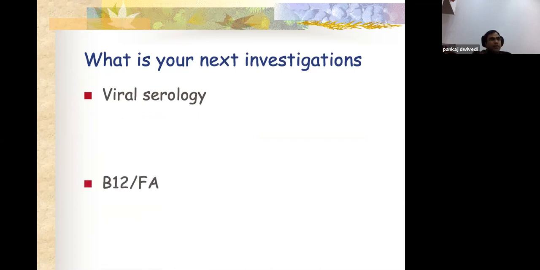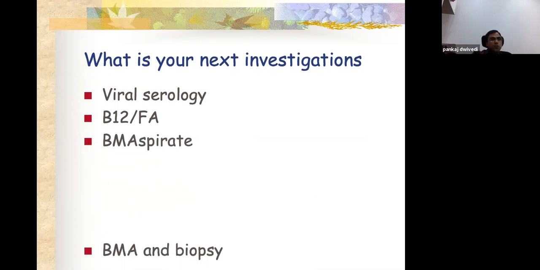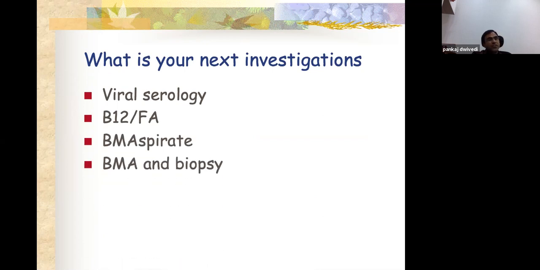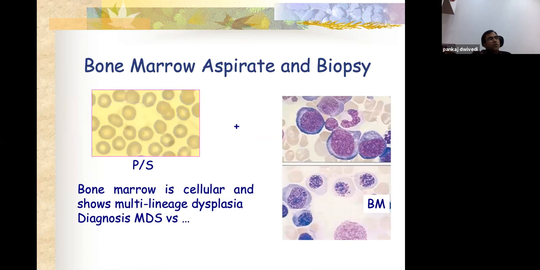And what will you investigate next? You see the viral serology or B12, folic acid, or bone marrow. You jump for the bone marrow aspiration and biopsy. So you have done the bone marrow. Okay, so then you have seen the PS. There are macrocytes in bone marrow. Bone marrow is cellular and shows multilineage dysplasia. So multilineage dysplasia can be in MDS, can be in B12 or folic acid deficiency, nutritional deficiency.